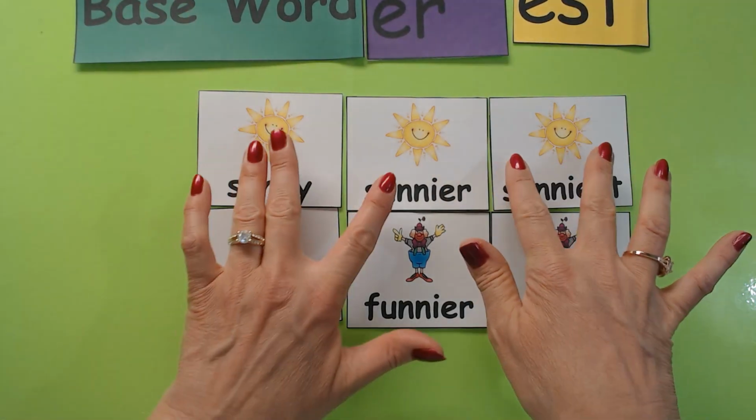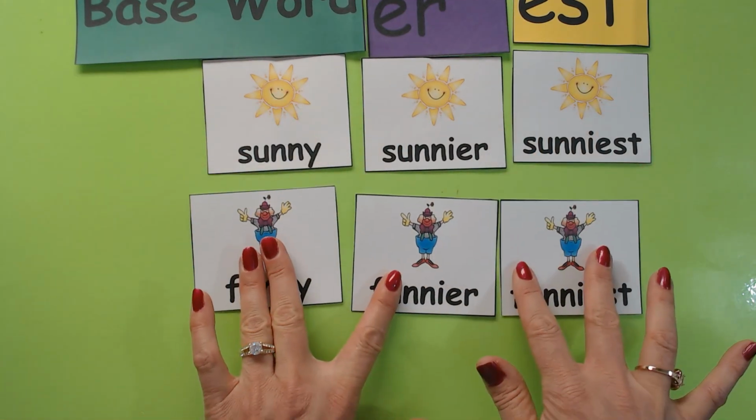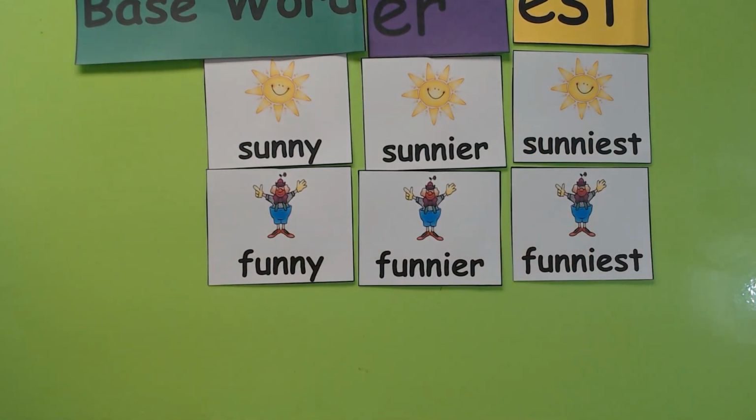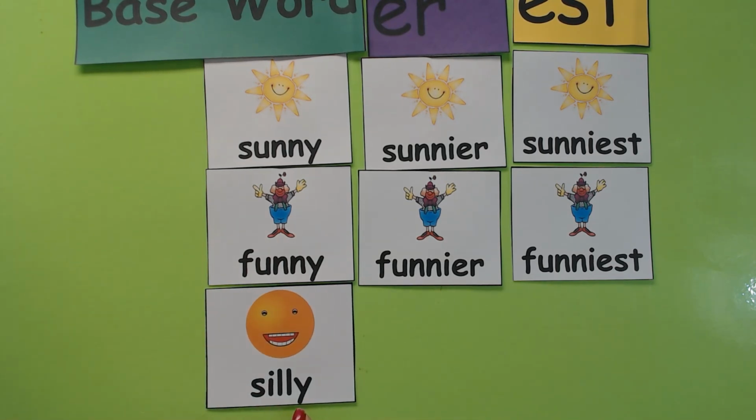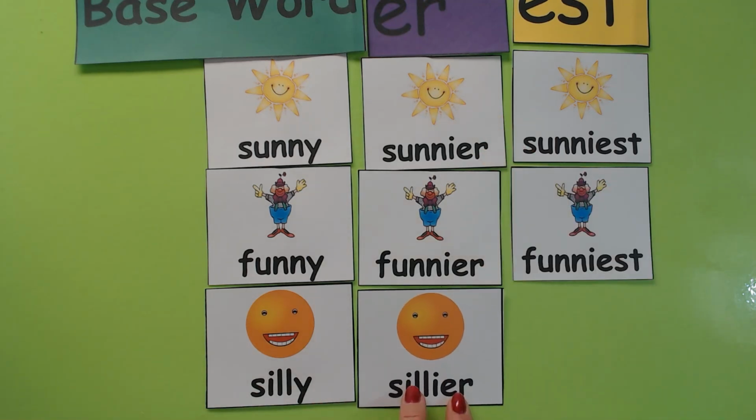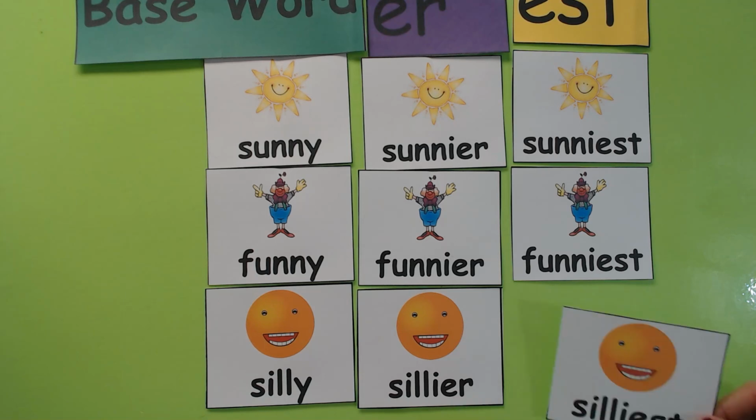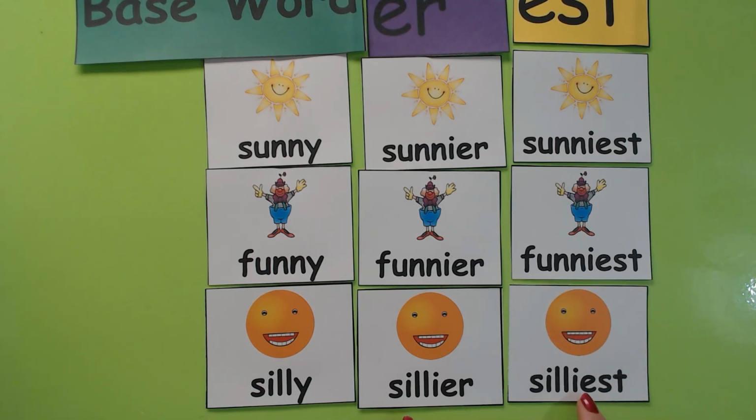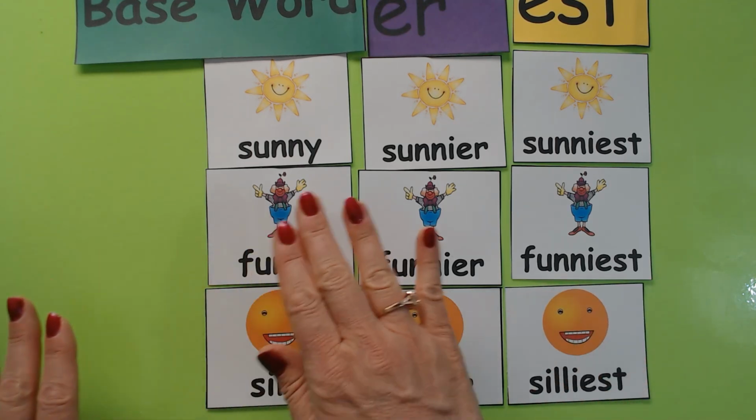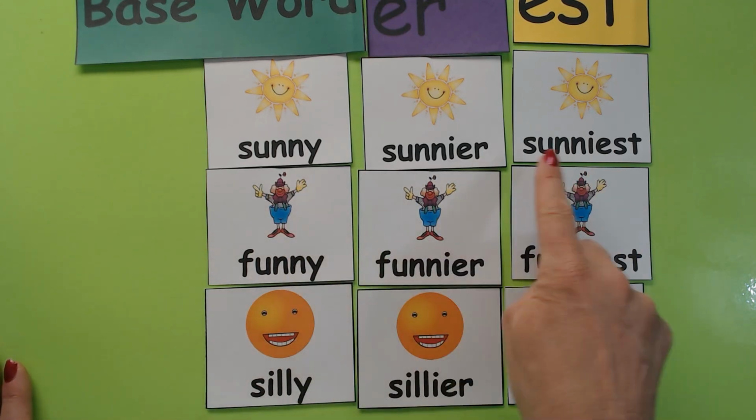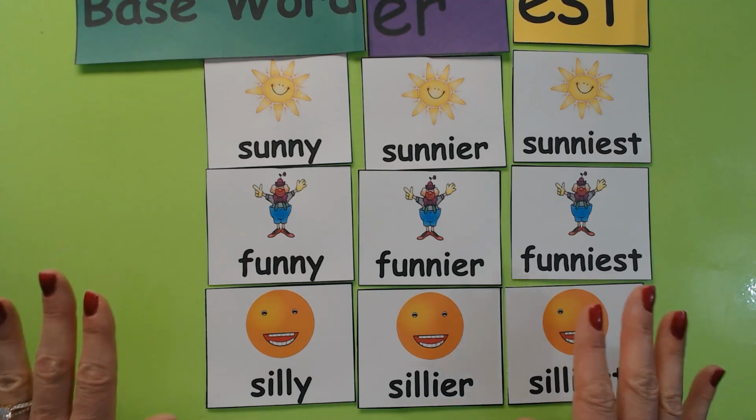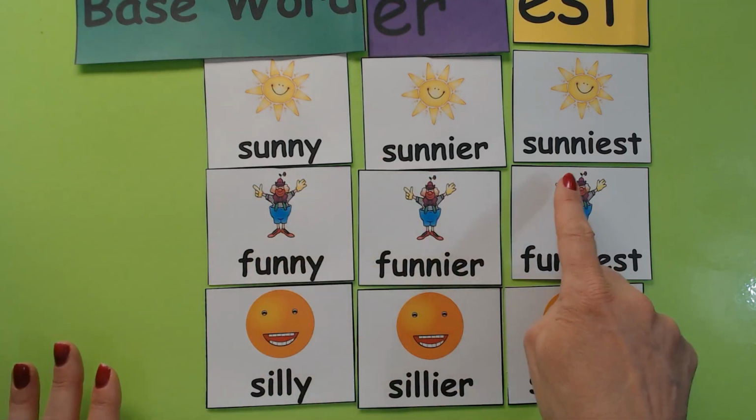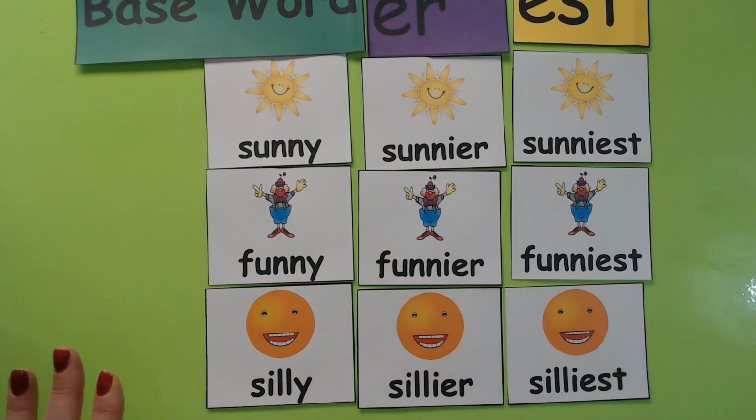Let's do one more row. Silly. Silly is an adjective that ends with a Y. We're going to knock off the Y before we add an ER to it. This says sillier, and this says silliest. So these are little families. On our workbook page, we have little families. You tell me which one is not part of the family. We have sunny, sunnier, sunniest, funny, funnier, funniest, silly, sillier, silliest.